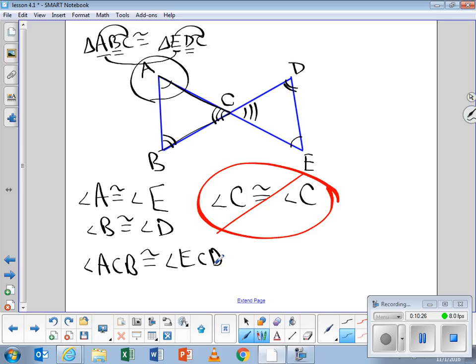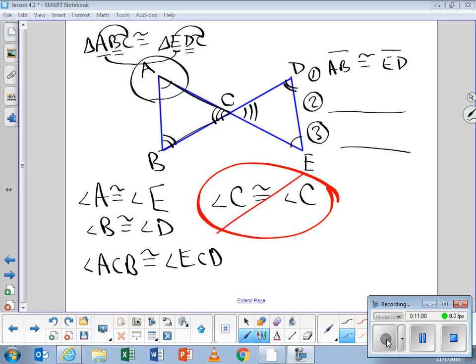Now, what I want you to do, I'm going to tell you that segment AB is congruent to segment ED. How many sides does each triangle have? 3. I've listed one of the pairs of corresponding segments. I want you to list the other 2 pairs. Talk in your groups about that and tell me what goes here and what goes there. Okay?